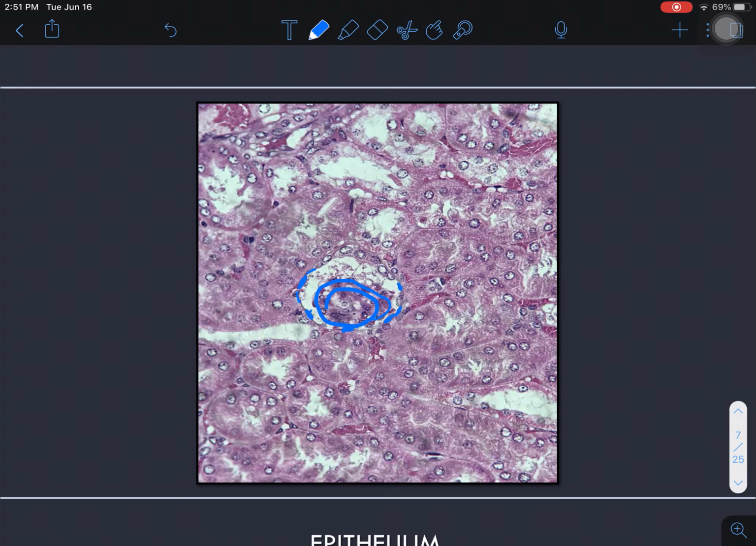And notice they are in fact pretty flat. Here is the glomerulus, and then you're going to have this nice clear space right here. We call that the capsular space. And then this outer border, that capsular wall, is made up of simple squamous epithelium.